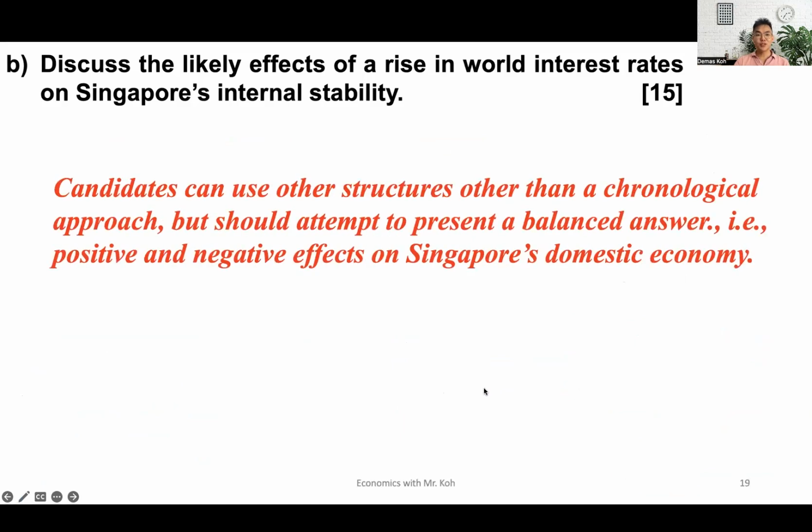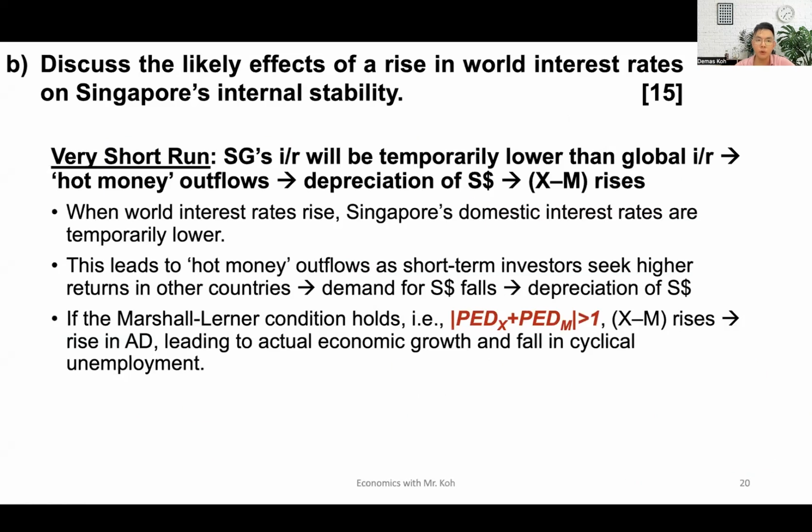Candidates can use other structures other than a chronological approach, but should attempt to present a balanced answer. That means including positive and negative facts on Singapore's domestic economy. So first point, on a very short run, development of the first body paragraph.